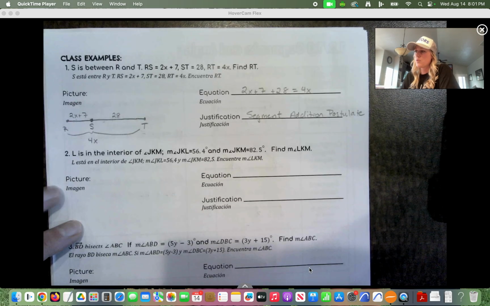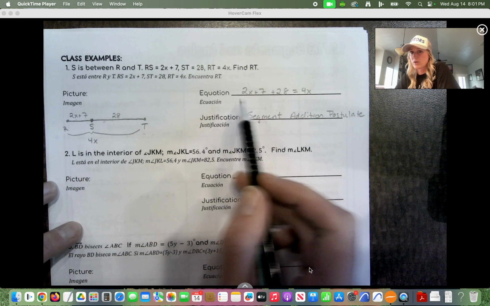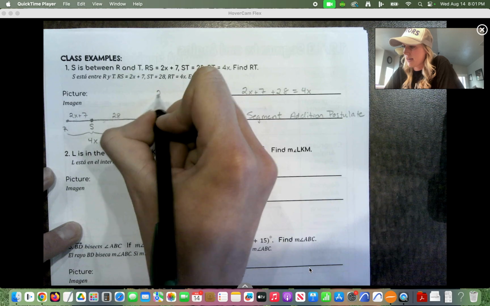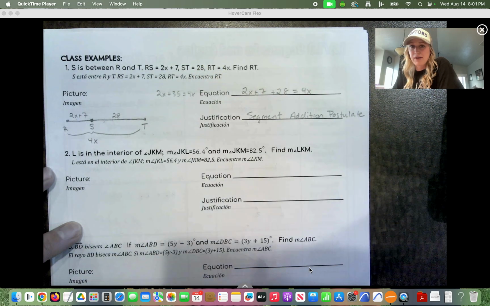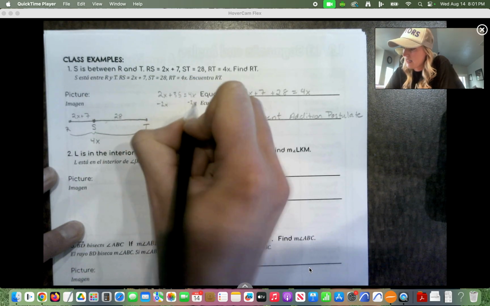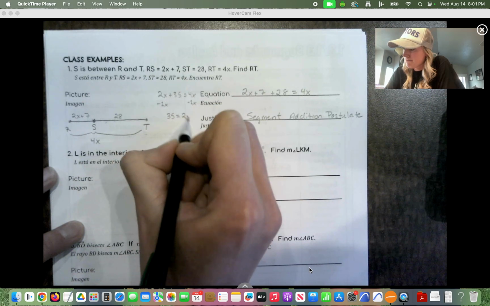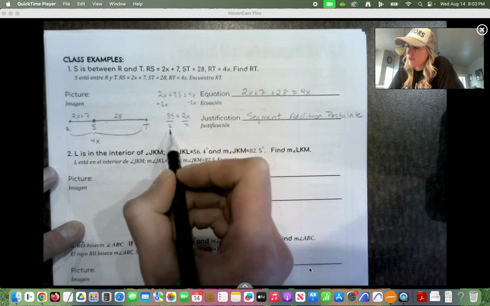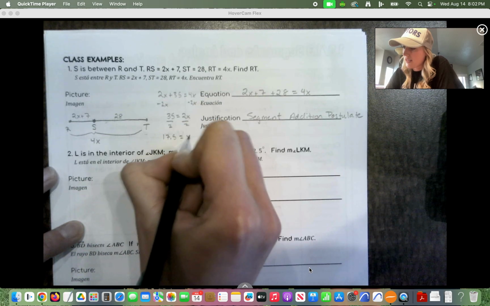Okay. And now we're going to go ahead and finish this. I'm going to combine some like terms here. So 7 plus 28 is 35. So right now I've got 2x plus 35 equals 4x. I've got to get my x's all together. So I'm going to subtract 2x from the other side. And we're left with 35 equals 2x. Divide by 2. Okay, so 35 divided by 2 is 17 and a half. So that's what I get for x.